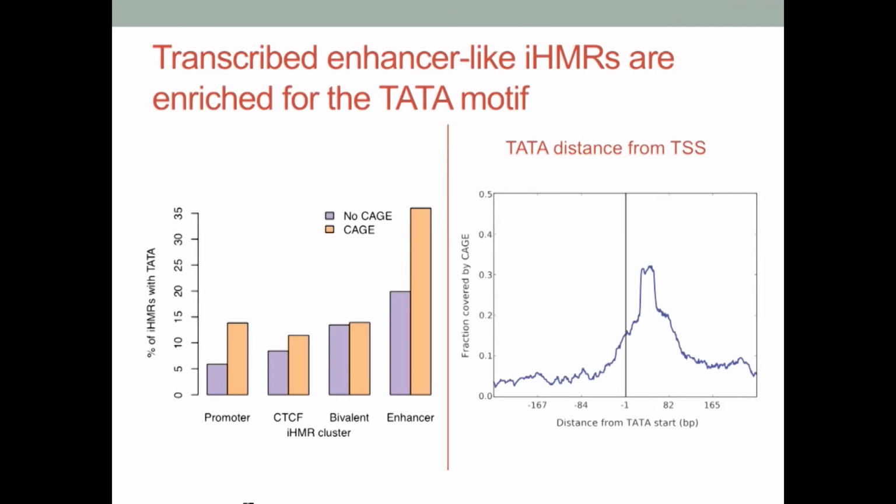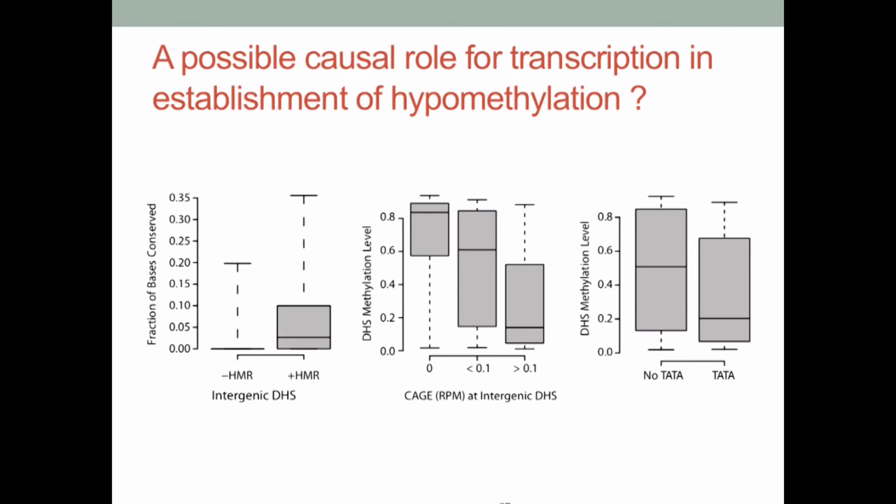Right, so as I was explaining, percent of IHMRs with a TATA. If we look at our different categories that we've classified for the IHMRs, the enhancers are the ones that really have the enrichment for the TATA box, and it's much more enriched at enhancer-like IHMRs that have CAGE tags. Okay, this is my next to last slide.